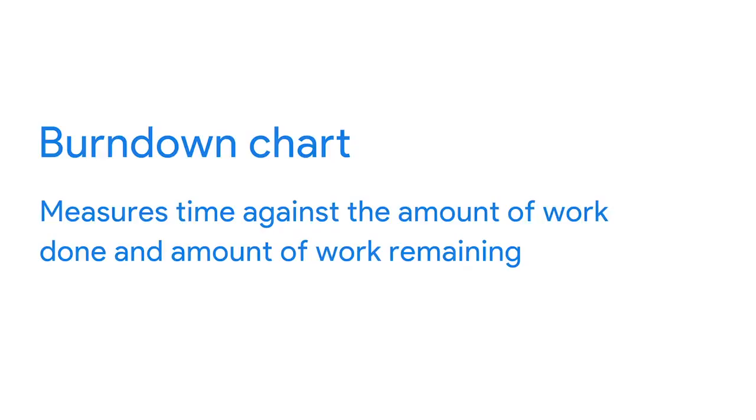A burn-down chart measures time against the amount of work done and the amount of work remaining. The goal of using a burn-down chart is to keep the team aware of how they're doing against their overall goals. In a Scrum team, burn-down charts reflect how the team is doing with completing user stories during the sprint.